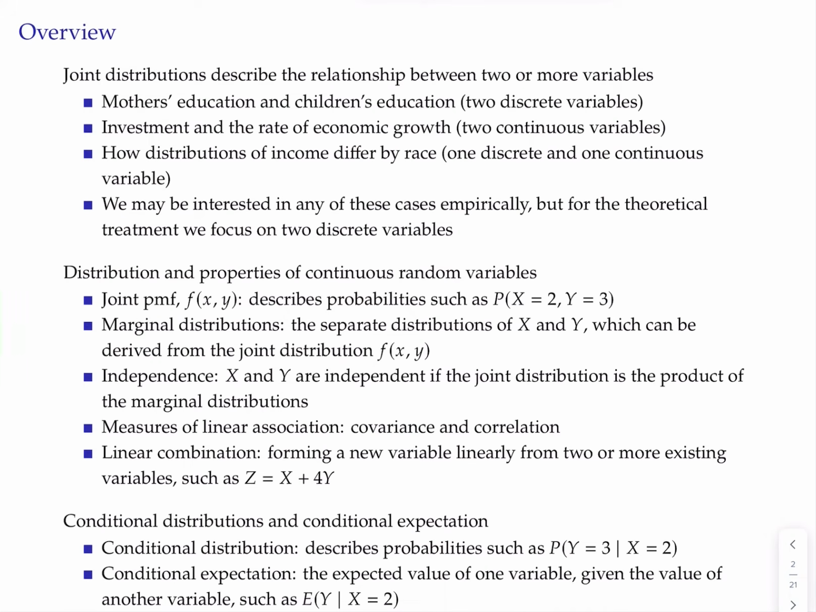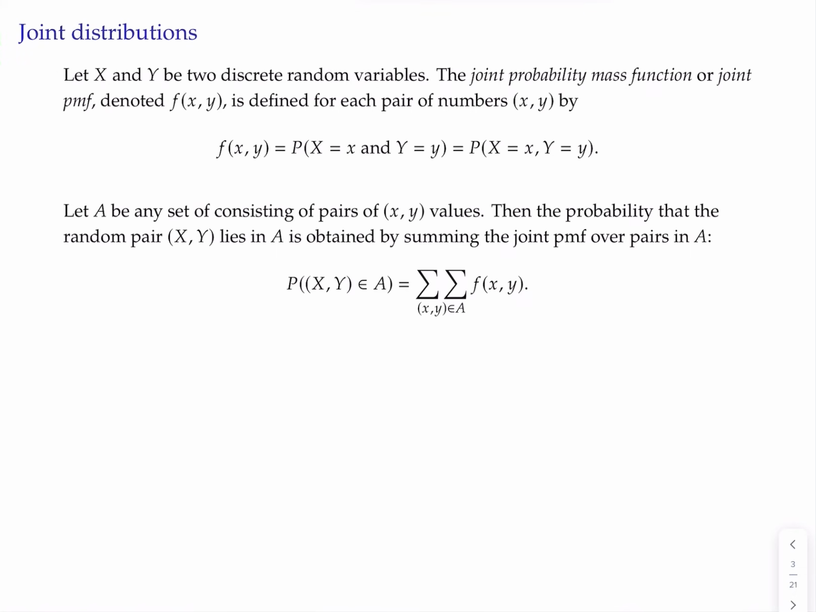The theoretical treatment is definitely easiest, I think, for the case of two discrete variables, and that's what we'll focus on in these slides. We'll look at the first few topics in this middle section in this video, starting with the idea of a joint PMF. A joint PMF describes probabilities associated with combinations of x and y values. So it would describe, what's the probability x is equal to 2 and y is equal to 3, for example.